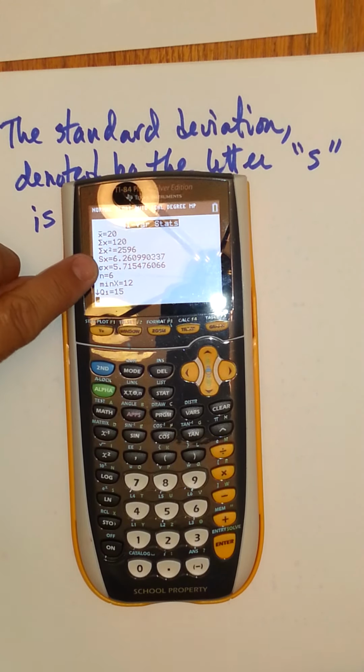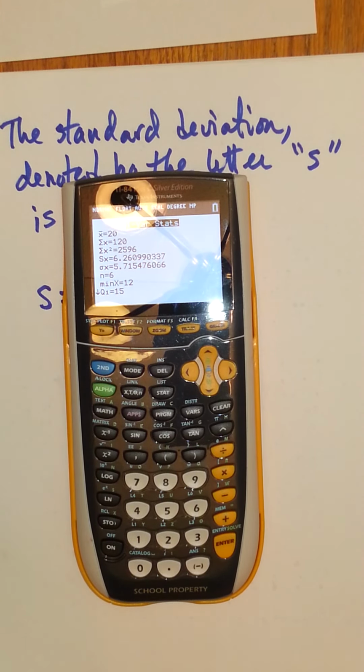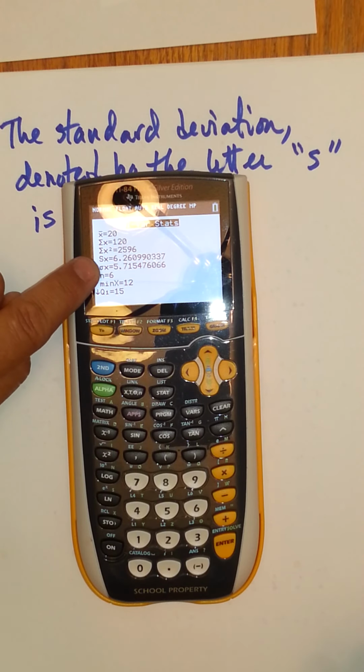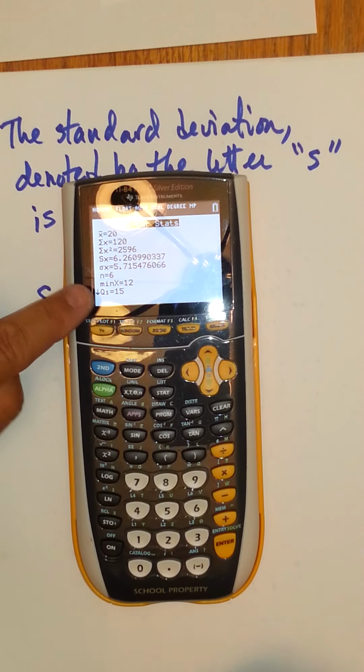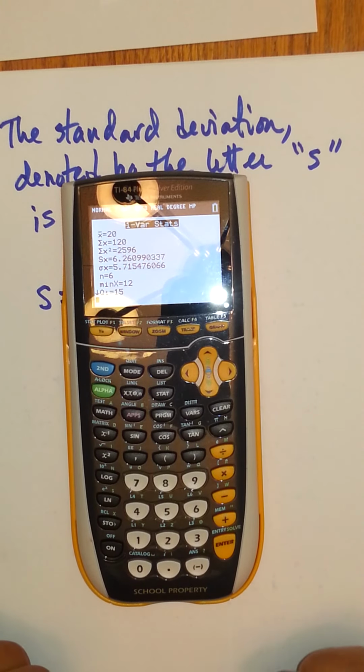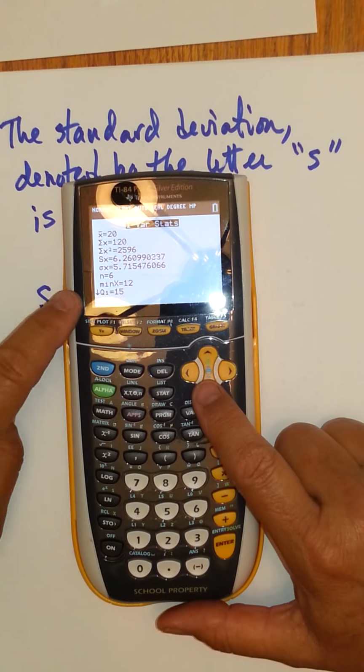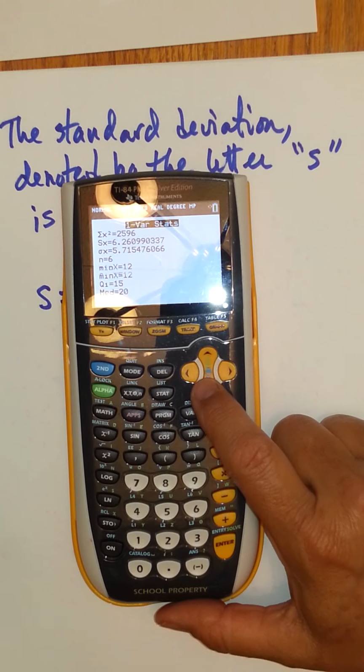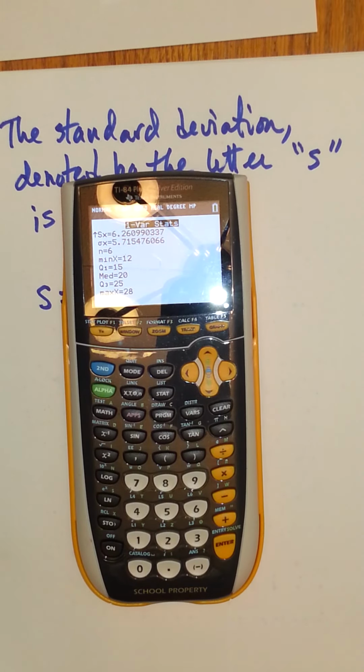Notice here S of x. So the standard deviation of those x values, the calculator uses x bar and x's. So x bar, the mean is 20. S sub x is 6.26. There's your standard deviation. And just notice that if you had that arrow there, it's begging you to go down. You also have your 5-number summary.